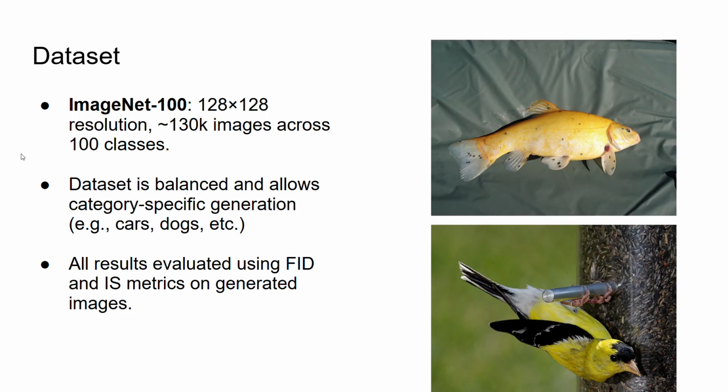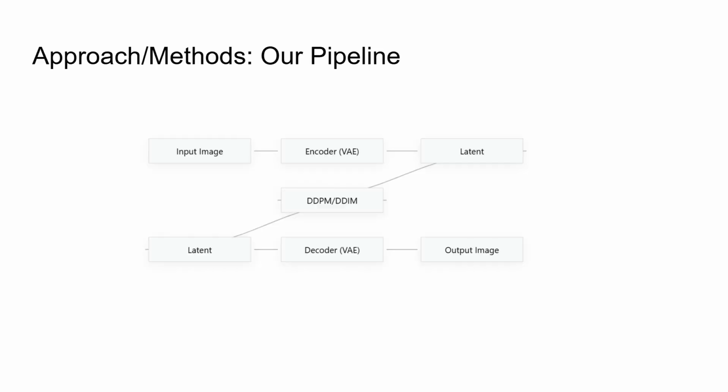And there are datasets: ImageNet 100, which is around 130K images, a bunch of different classifications, and then results will be evaluated with FID and IS metrics.